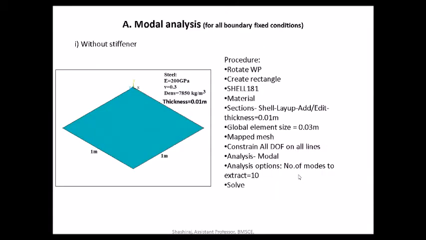Now consider a square plate which is placed horizontally on the xz plane. Let us try to analyze this plate for free vibration. That is, we are supposed to conduct a modal analysis on this. Let us take the size of the plate as 1 meter by 1 meter. In the slide you can see the steps that you need to follow in order to solve this problem.